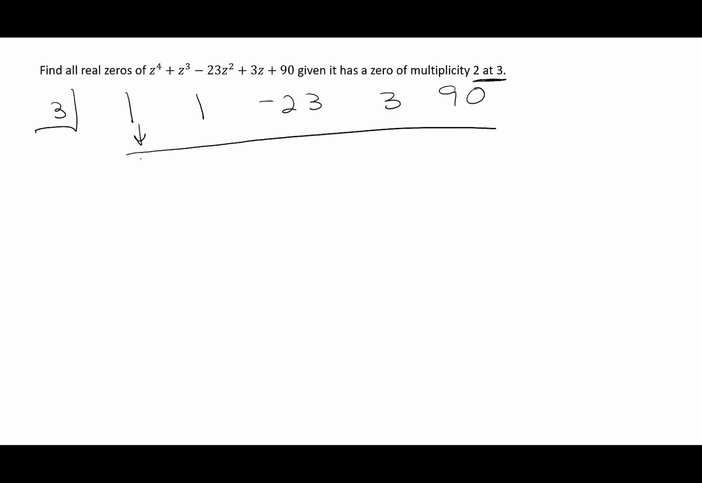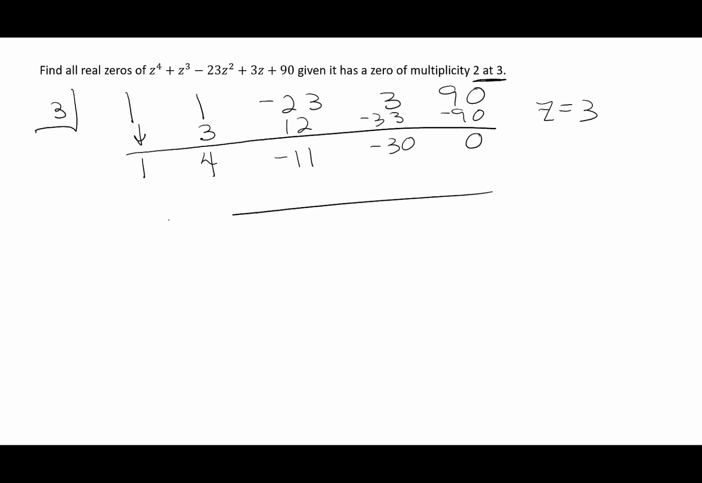Bring the first one down. So there's the 1. 3 times 1 is 3. I add, I get 4. 3 times 4 is 12. I add, I get negative 11. 3 times negative 11, negative 33. That gives me negative 30. 3 times negative 30, negative 90, which gives me 0. So this was z equals 3. Let's do it again.